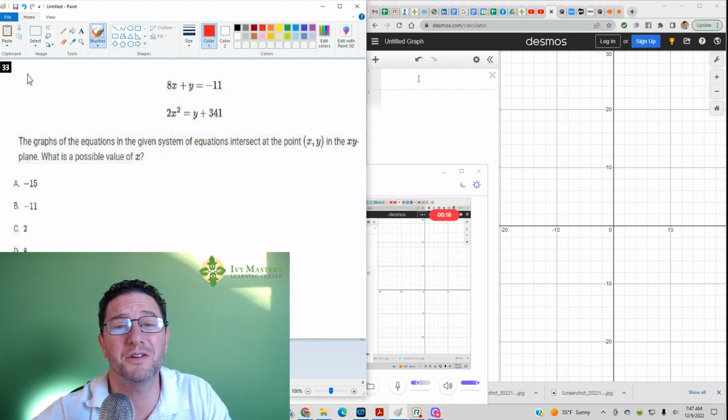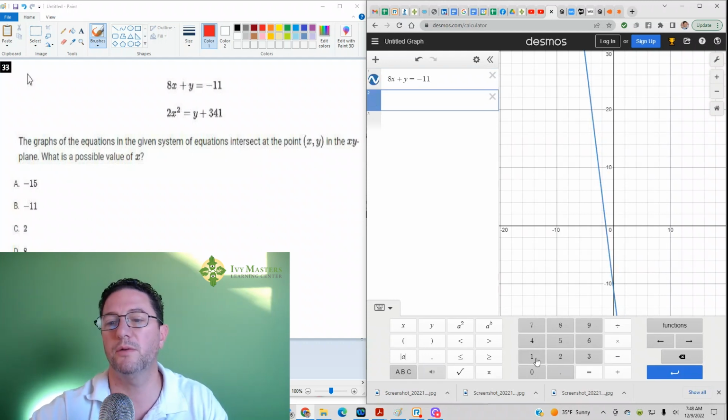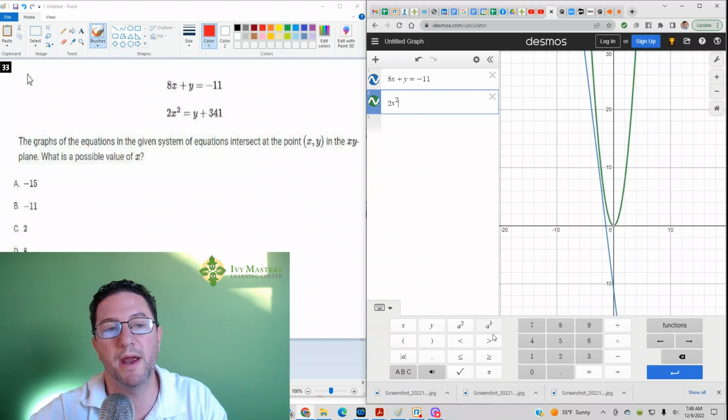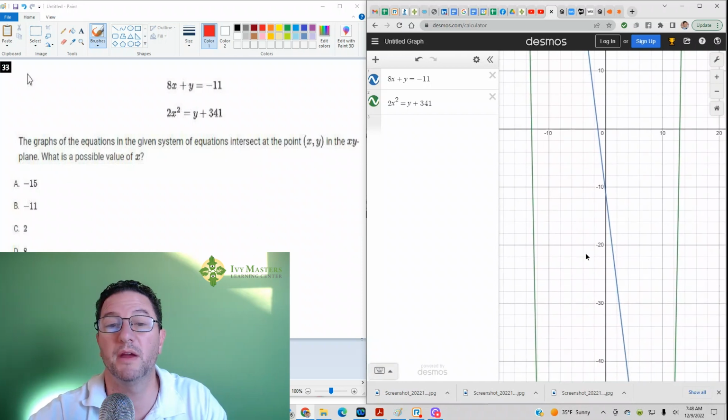So the easiest thing to do is just go to Desmos, and when you click in the field, this keypad is going to pop up. You could either use that or your computer keypad. I'll use the Desmos keypad, and you just type in 8x plus y equals negative 11, and I hit enter. Boom, there's my line right there. And then the second equation I just plug in is 2x squared equals y plus 341. And then I've got my parabola there.